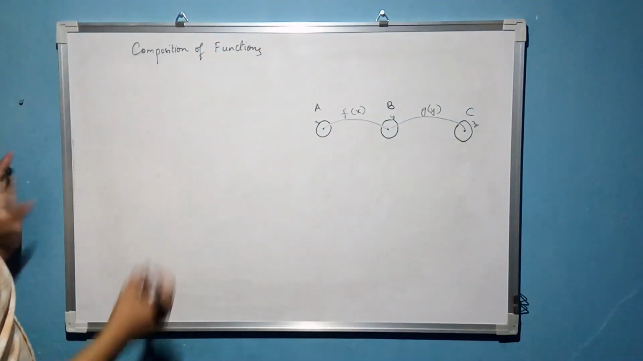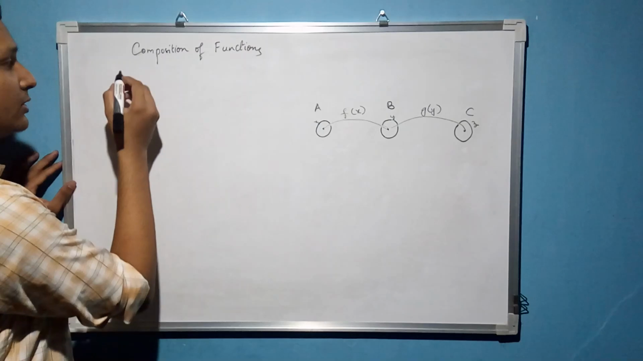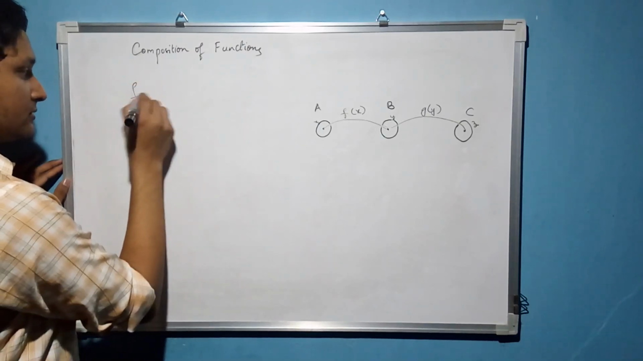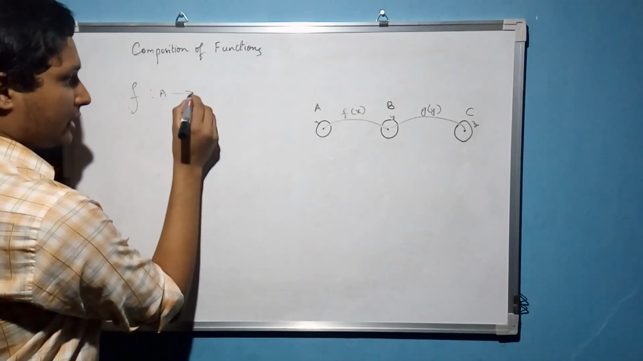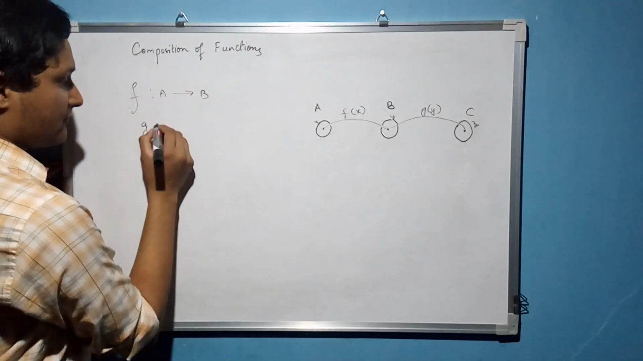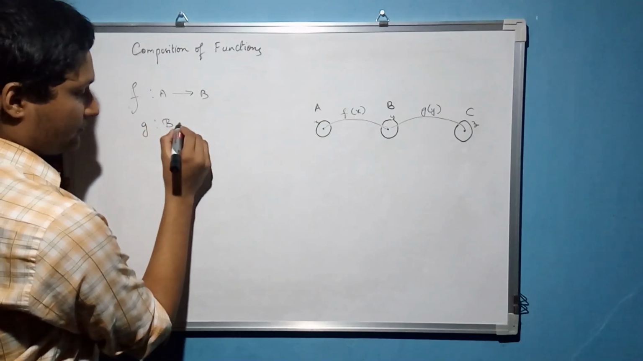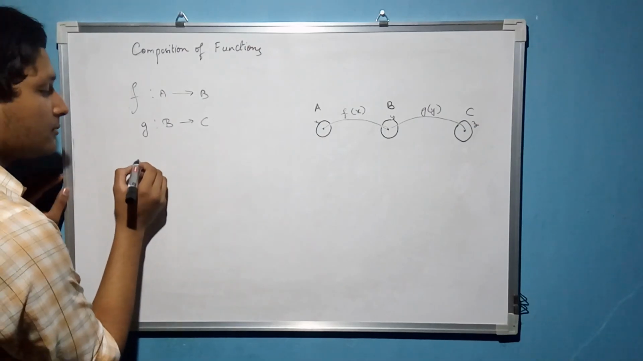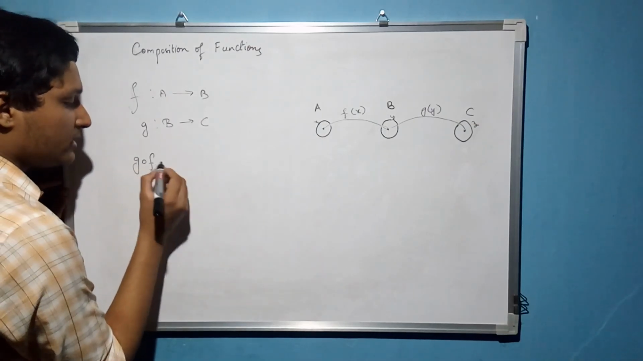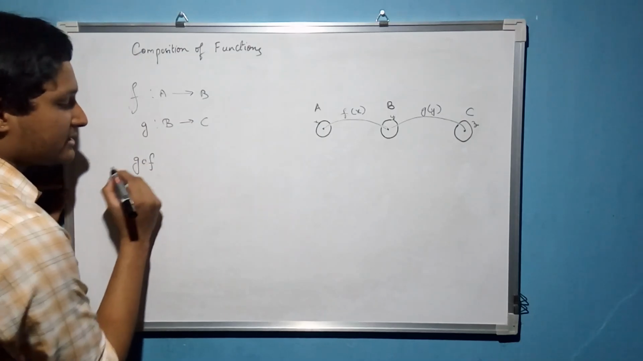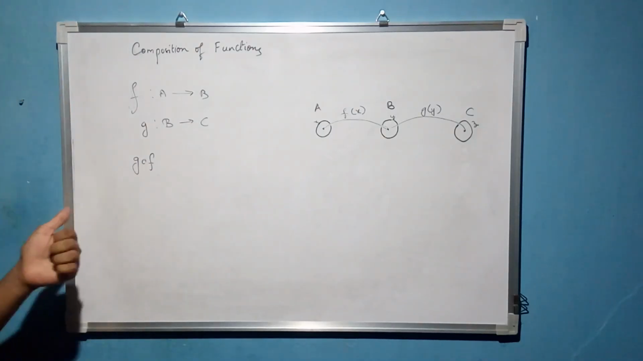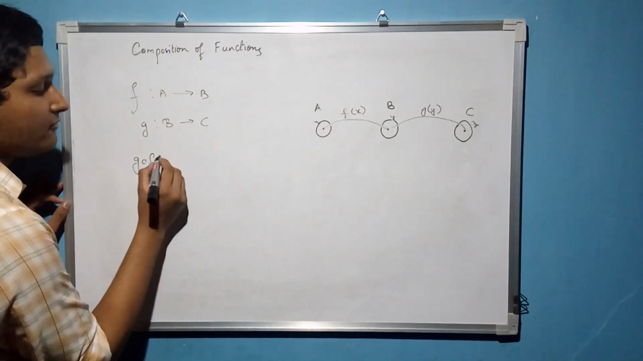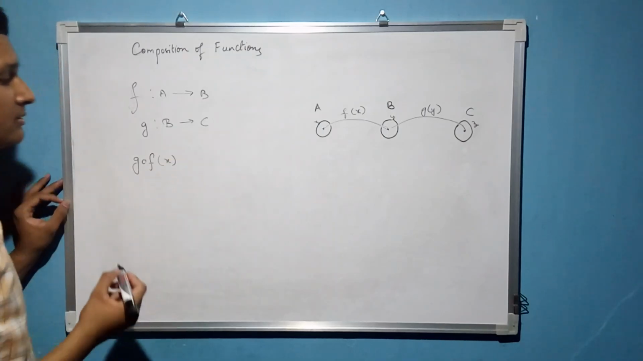So what is the composition of these two functions? That's what I'm going to get. f is a function from A to B, and g is a function defined from B to C. So what is the composition of these functions? The composition of these functions is represented as a circle, g circle f of x, which can be read as g dot f of x.